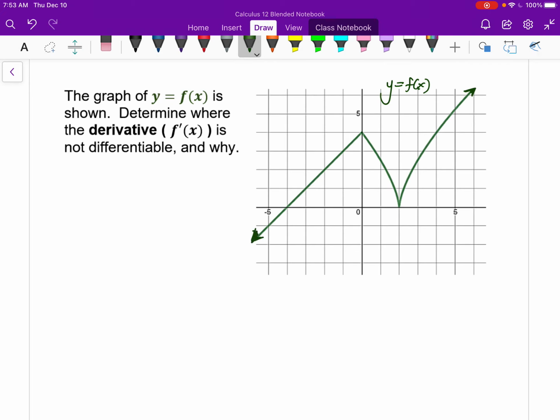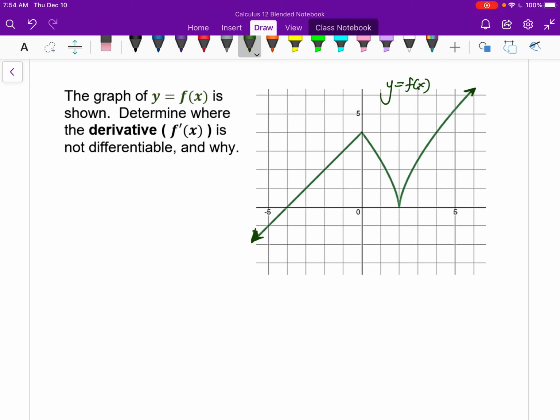What I want us to figure out is where the derivative of this function is not differentiable. So it's not like before. I'm asking where is f prime of x not differentiable, and why. I'm going to say why, like corner, cusp, whatever. So first thing I've got to do is visualize the derivative of this function.